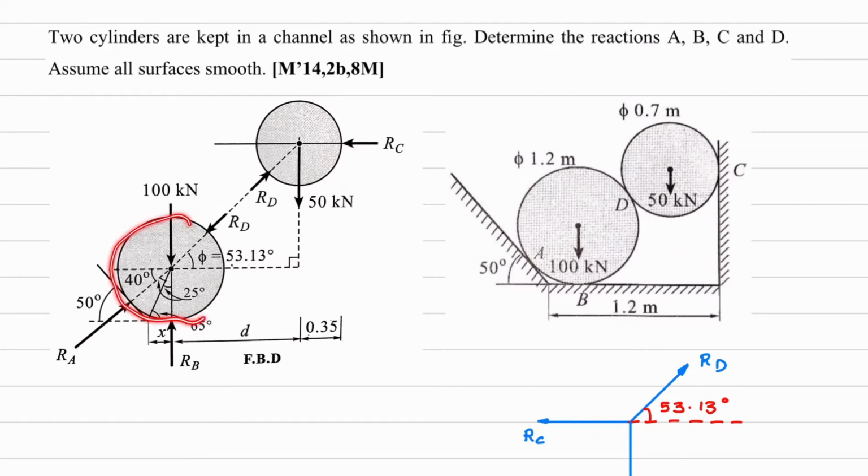This is the bottom cylinder, 100 kilonewton, and this one is the 50 kilonewton weight cylinder. The weight of the cylinder is given in the question. I have shown one cylinder over here with weight in the downward direction, and the second cylinder with weight in the downward direction. The weights of both the cylinders are different: one is 100 kilonewton and the second one is 50 kilonewton. After showing the weight, we have to show the reactions, and after the reactions we have to show the angles.